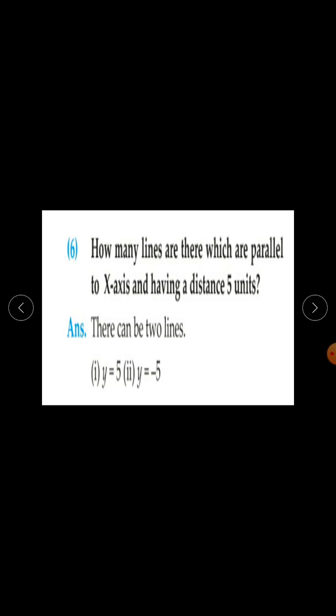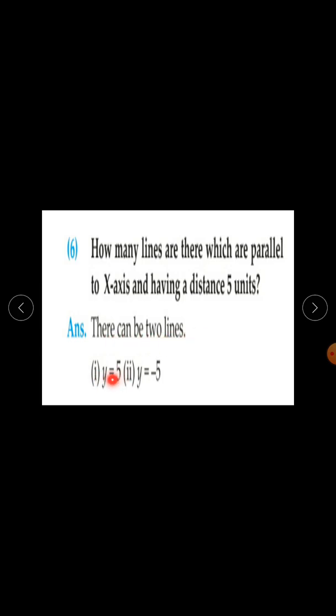Now, question number 6. How many lines are there which are parallel to the x-axis and at a distance of 5 units? Okay, there can be two lines. One line above the x-axis and one line below the x-axis, at a distance of 5 units from it and parallel to the x-axis. So, there can be two lines.